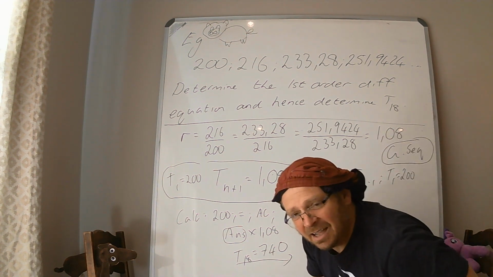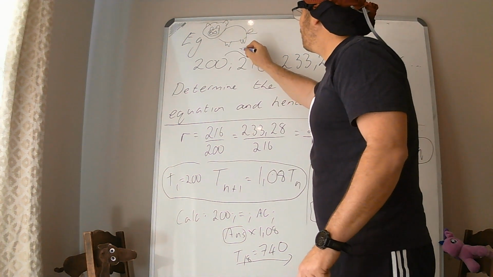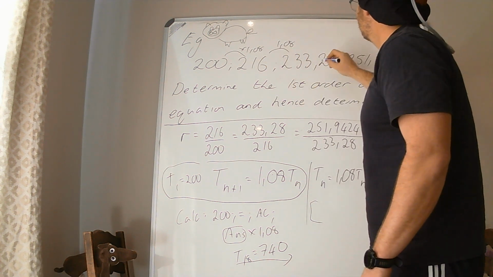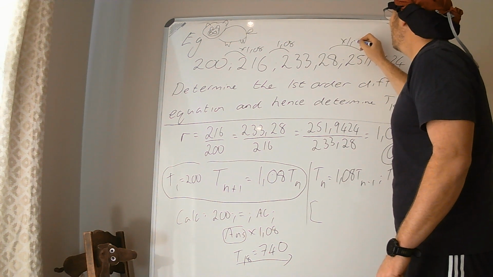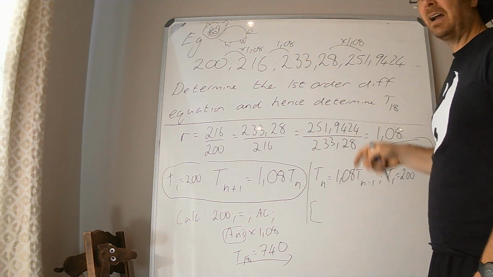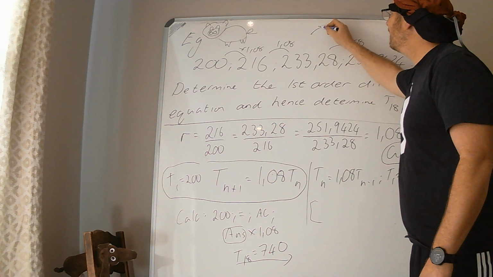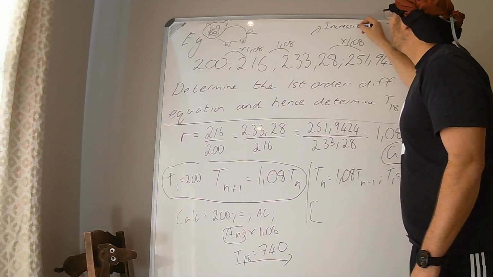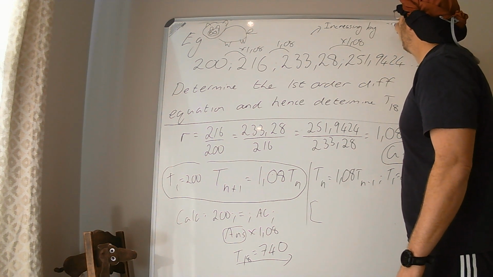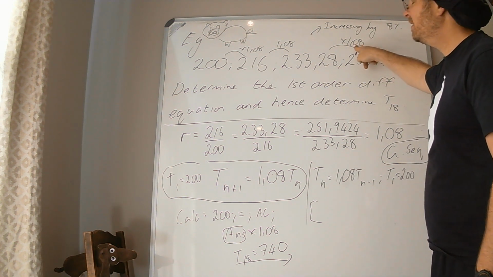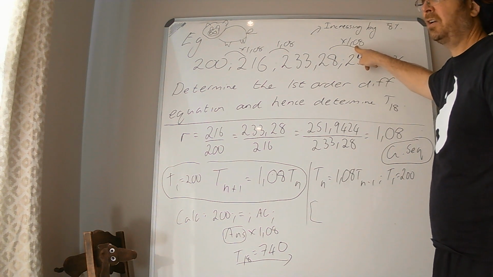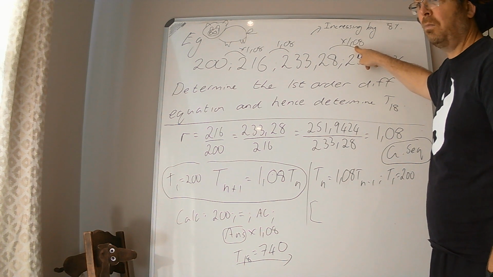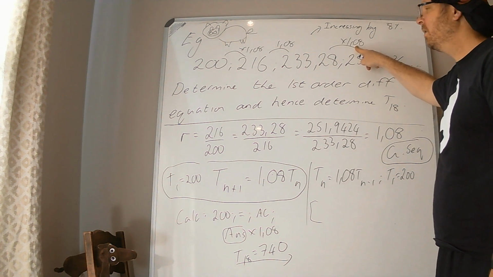What you're actually doing here is timesing by 1,08 to get from one term to the next. If you're timesing by 1,08, what you're doing is increasing by 8%. If you're increasing by 8%, you'll times by 1,08. If you're increasing by 12%, it'll be 1,12. 20%, 1,2. 4%, 1,04. Right?